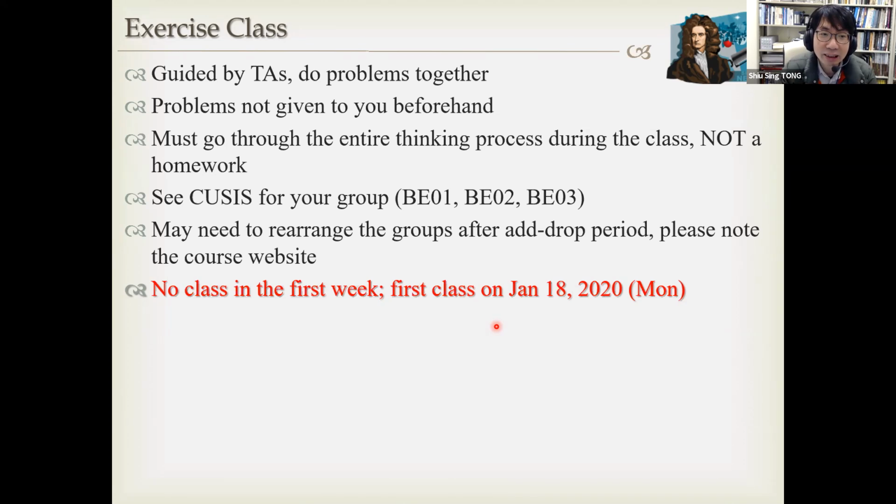Now, your assignment of the groups is preliminary. I think you can go to the other classes. If there are too many people in one class, you can go to BE2 and BE3. And if there's need, we can rearrange the groups after the add/drop period. I will post it on the course website if that is necessary. The first class will be held on the 18th of January. So next Monday, we have the first exercise class.